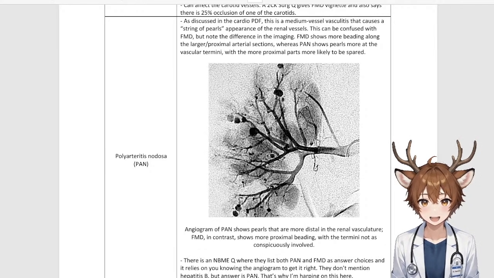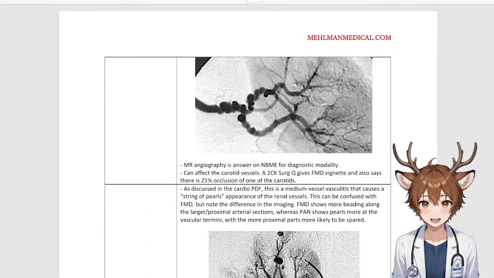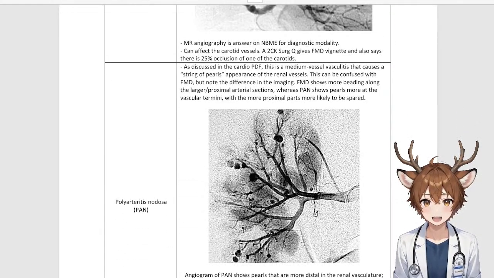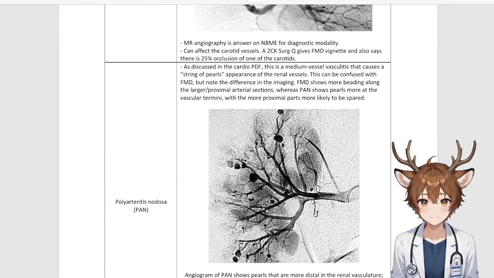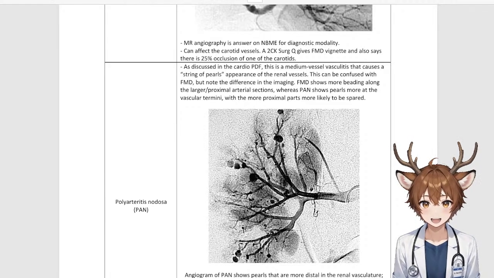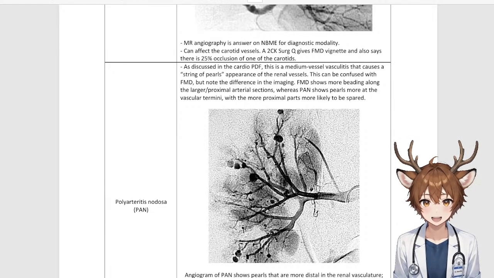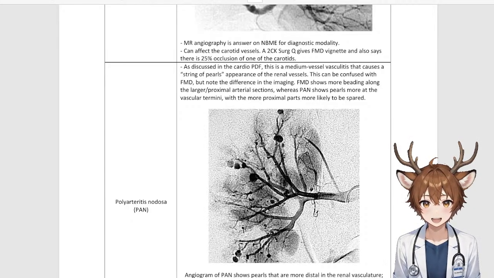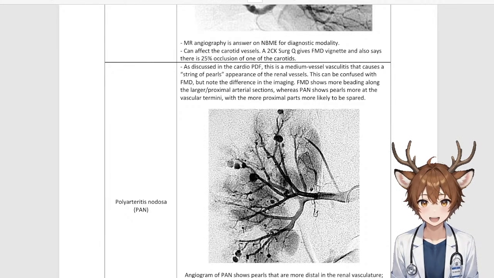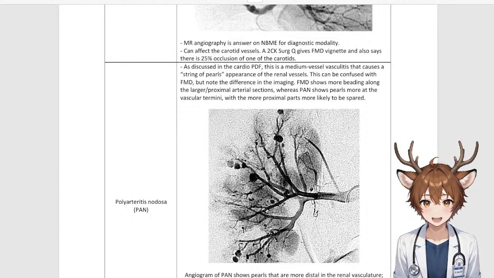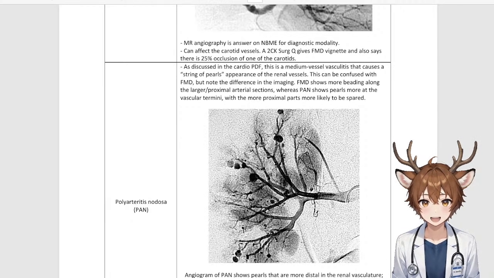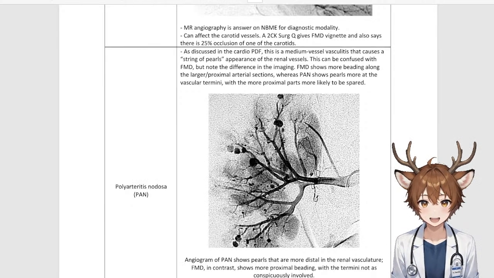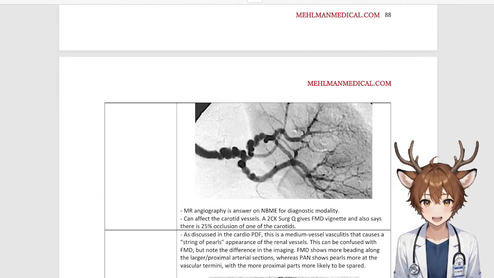So let's go show the imaging right here back to back. So here's FMD, and here is polyarteritis nodosa. FMD shows more beading along the larger proximal arterial vessels, whereas PAN shows pearls more at the vascular termini, with the more proximal parts more likely to be spared. Okay, yeah, I can see it. This looks more like a tree with little Christmas lights on it, and this looks more like beads.